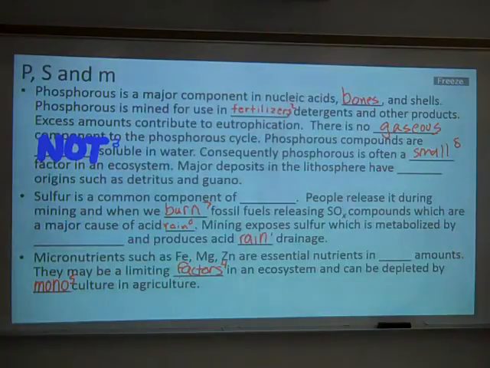Okay. So we do mine for it, therefore, of course, we're getting it out in the environment, and also we put it in our fertilizers. That also gets it out in the environment. No gaseous components, and phosphorus compounds are usually not soluble in water.